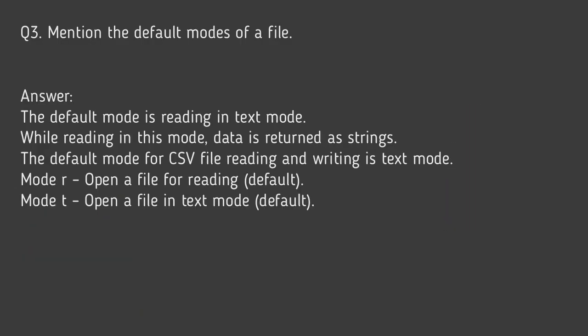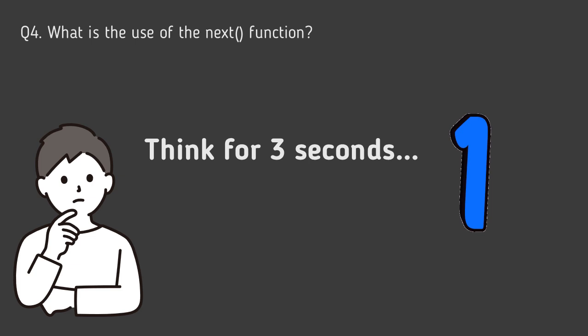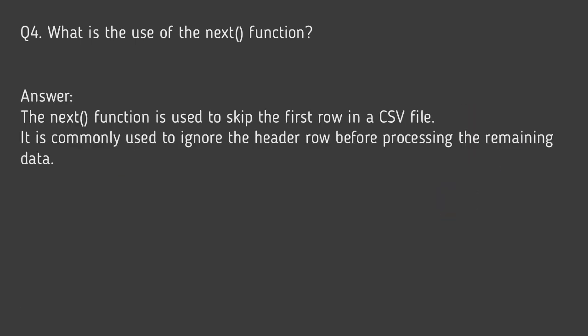The default file mode is reading in text mode. In this mode, data is handled as strings. CSV files also use text mode by default when reading or writing. The next function is used to skip the first row of a CSV file. This is usually done to ignore the header before reading the remaining data.